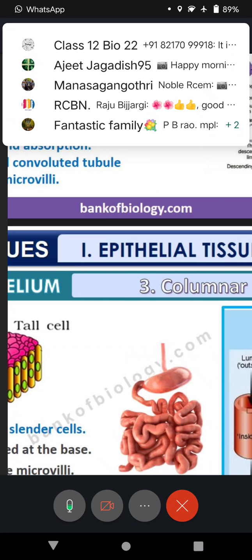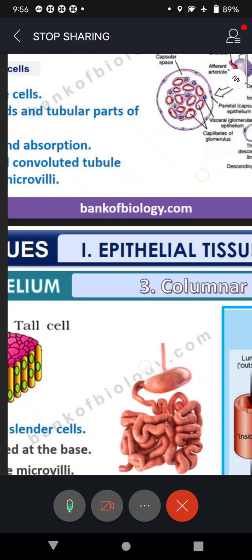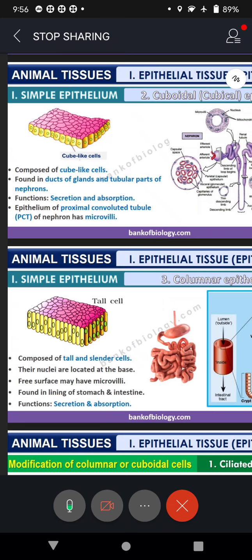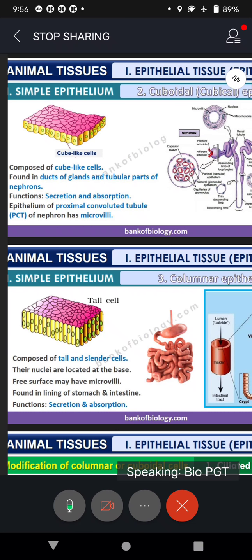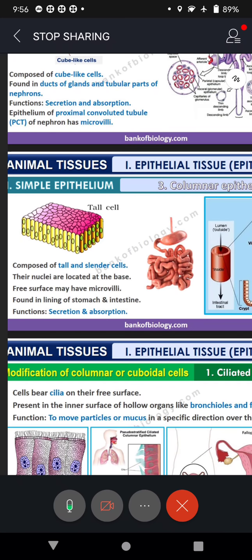Now, we go to the third one. What is the third one? Epithelial tissue, and the third one, columnar. Okay? Remember, we are talking of simple epithelium only. Columnar. It is composed of tall and slender cells. Cells are very tall and slender, means thin. Their nuclei are located at the base. Look at the position of the nucleus. Where are they situated? They are at the base, bottom.